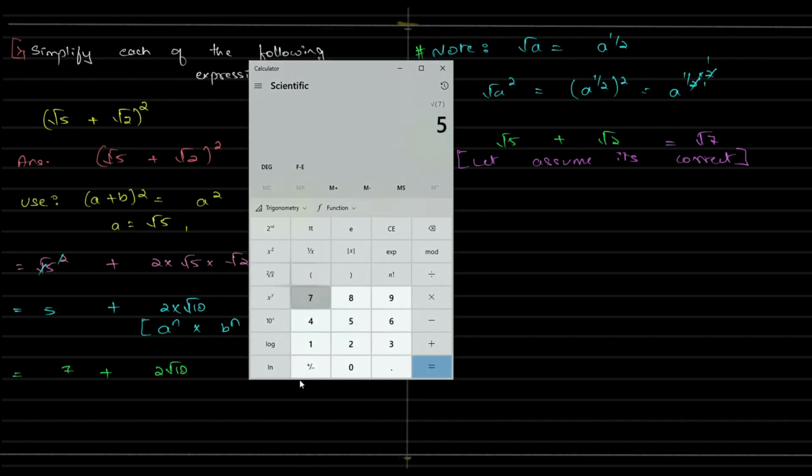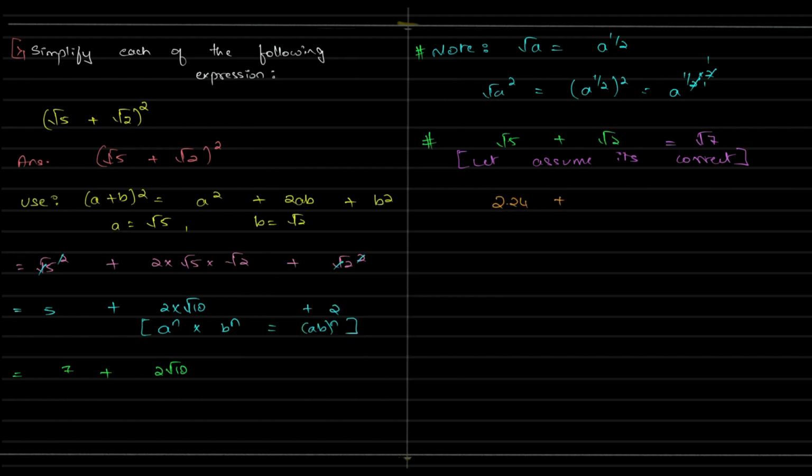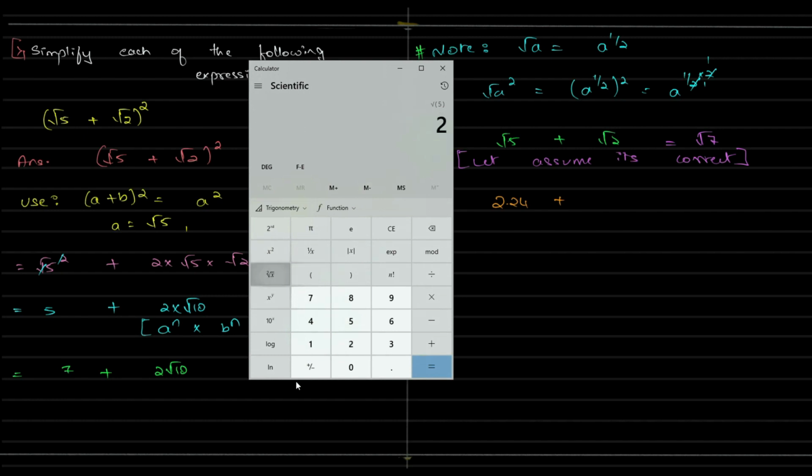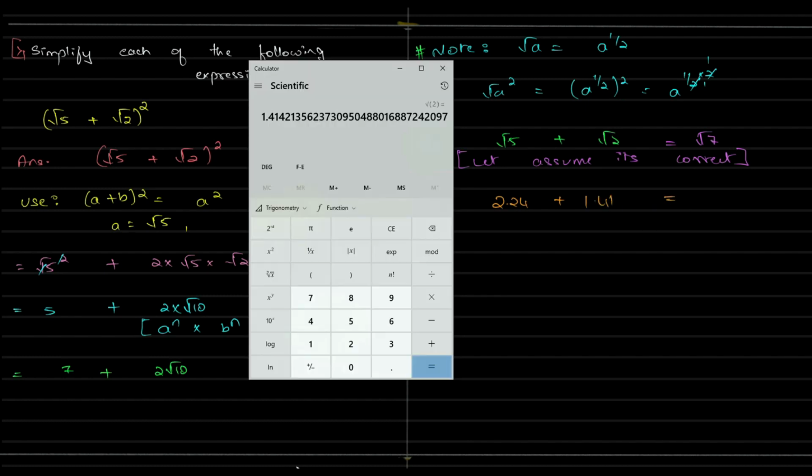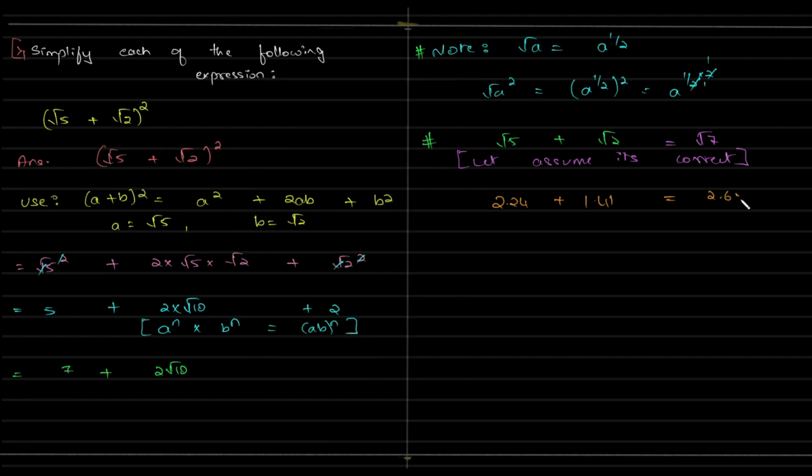So let's see what is root 5. Root 5 is 2.24 approximately, 2.24 plus root 2, which is around 1.414, yeah, 1.41, is equal to root of 7, and root 7 is 2.65. 2 plus 1 is 3. LHS is not equal to RHS, clearly. On simplifying, we can clearly see that LHS is not equal to RHS. It's a false statement. Since LHS is not equal to RHS, but I have written equals to over here, this is a false statement.